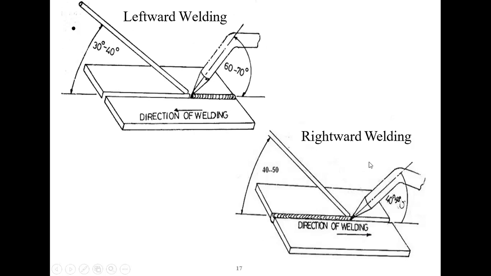And there are certain standard angles which are to be maintained during our welding. We can see this is the filler rod that should be at 30 to 40 degrees.